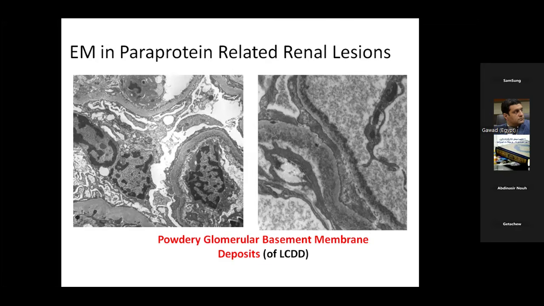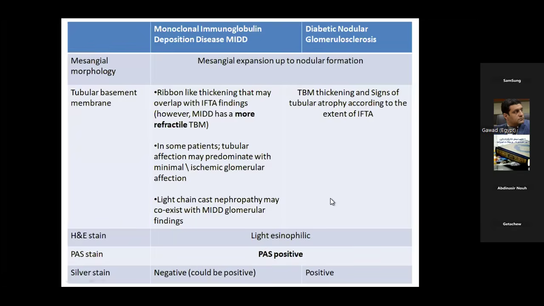So it will be subendothelial, along the inner surface of the glomerular basement membrane and along the outer surface of the tubular basement membrane in cases of light chain deposition disease. And they will be powdery, not fibrillary as in amyloidosis. They will be powdery like that.